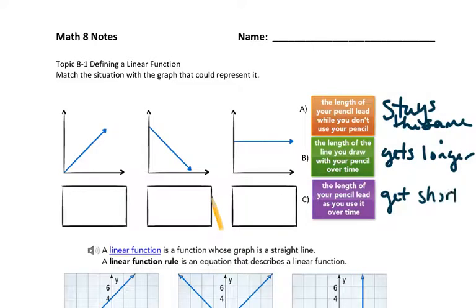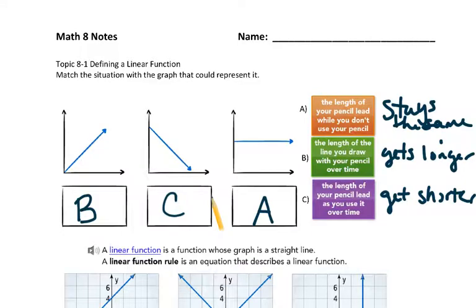So with those in mind, we want to match the graph with the situation. The one that stays the same is the constant, so I'm going to put A here. The one that gets longer means it goes up, so the first one is B, and the one that gets shorter means it goes down, or decreases, so that's C.